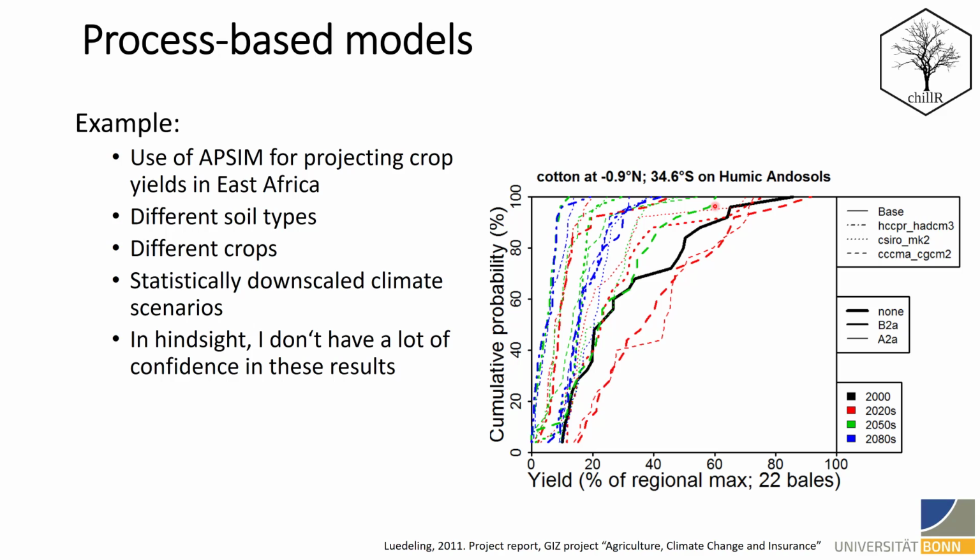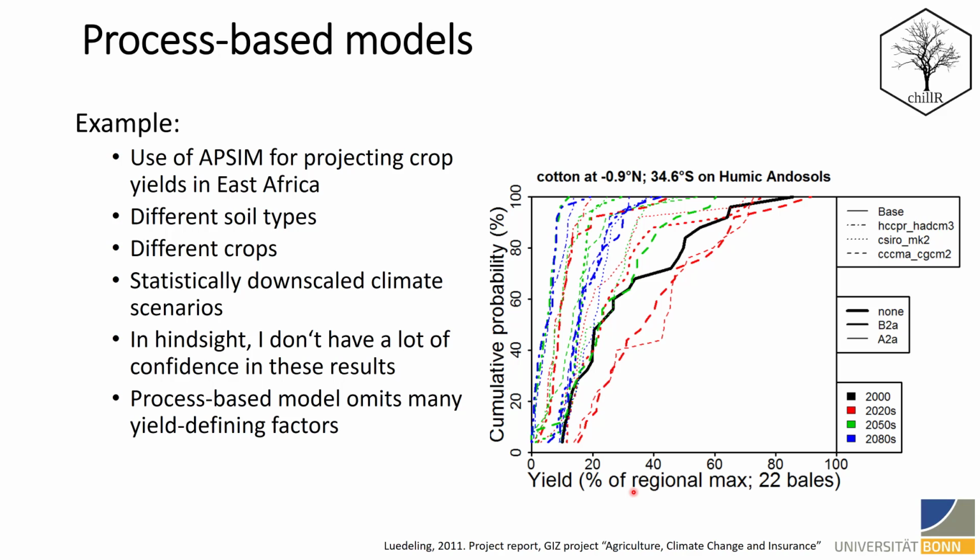In hindsight, however, so this is now quite a long time ago that I did this, I don't have a lot of confidence in these results at all. I already didn't have a lot of confidence then, which is why the yield here is not actually given in tons or kilograms or anything, but in percent of the regional maximum that I simulated. The reason is that the numbers that came out of the model were actually completely off. They were very, very far away from what farmers really achieve in this region here in East Africa.